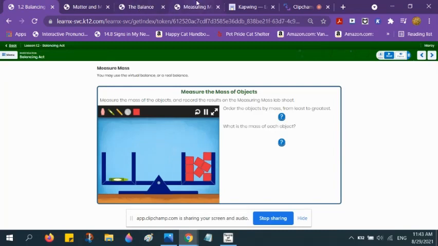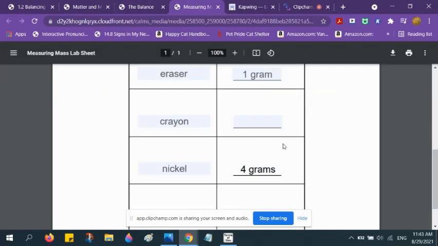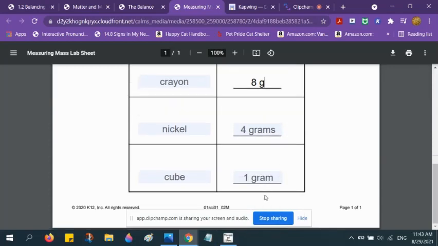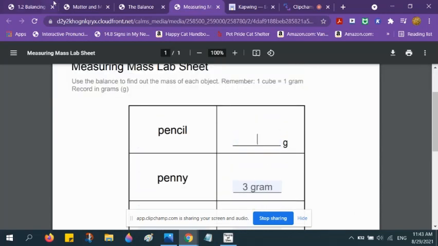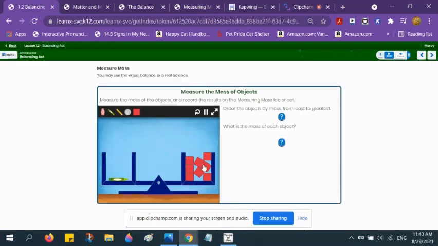Let's just record this in our measuring mass lab sheet. Okay, crayon is 8 G. G is short for grams. I'm not gonna spell it out anymore. Okay, anything else we left out? Oh, the pencil. Let's find out how much the pencil weighs. Let's restart this. Sorry, mass of the pencil.